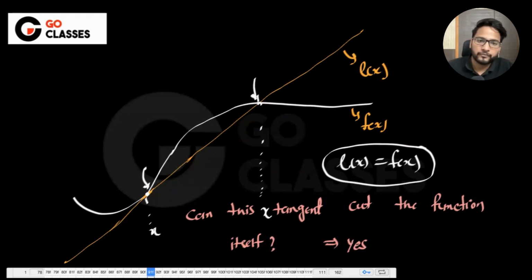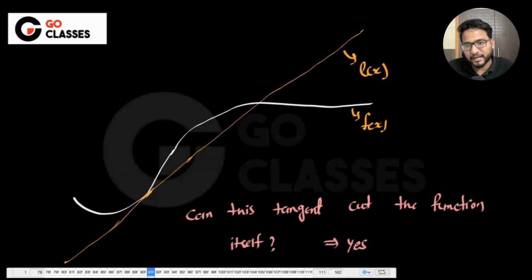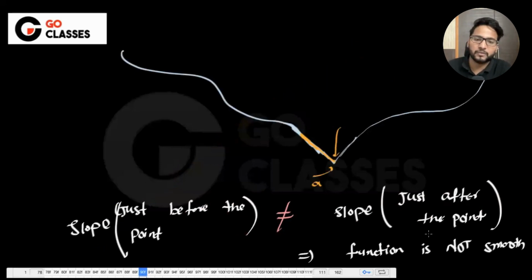Okay. So anyway, this is just one confusion that some people might be having. That's why I'm telling you. Let's not worry about this l(x), f(x). What I'm only saying is that this tangent can also cut the function. So it's not necessary that a tangent cannot cut the function, if you have any confusion like that. Okay, let's come back to the definition of differentiability.